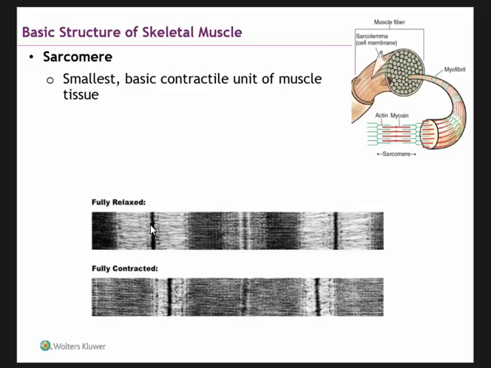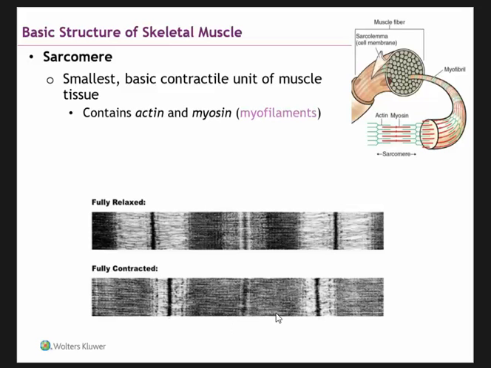Okay, so sarcomere: smallest basic contractile unit of muscle tissue. So smallest amount of muscle tissue. If you remember this picture here, I clipped it to where we just see the sarcomere. This is our contractile unit. It contains actin and myosin, which are our myofilaments. Myo just means muscle, so muscle filaments right here. This here is a sarcomere under polarized light. So we see a fully relaxed sarcomere, and then we see a fully contracted sarcomere.